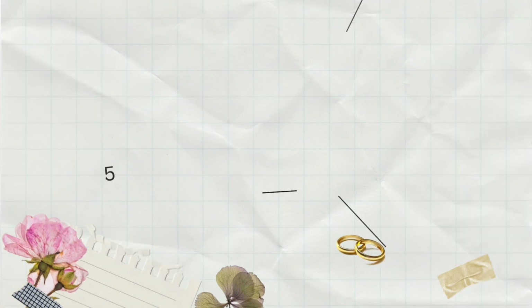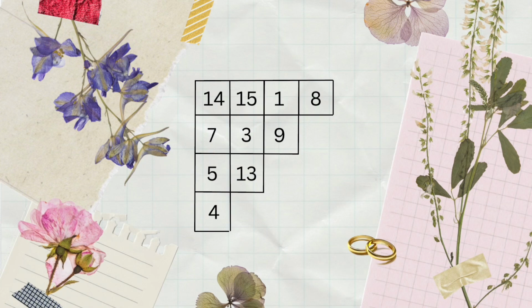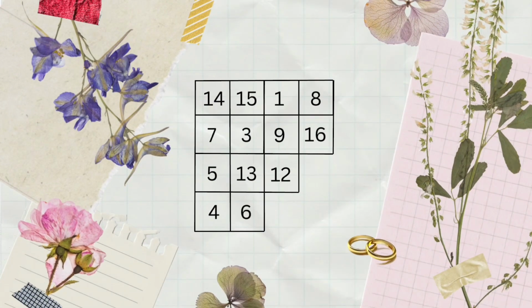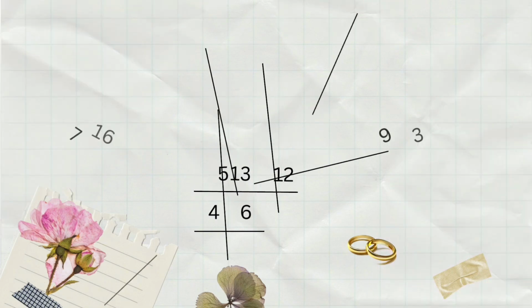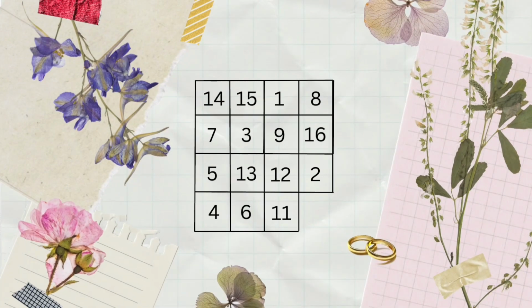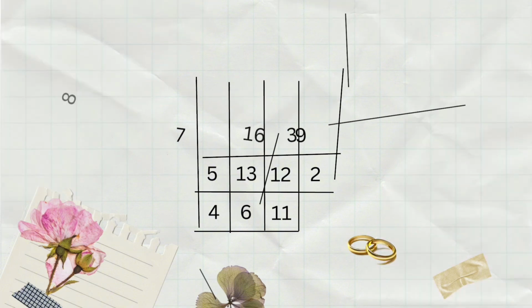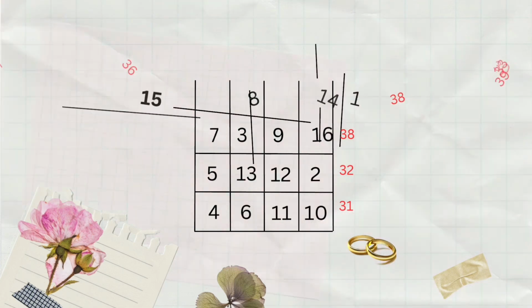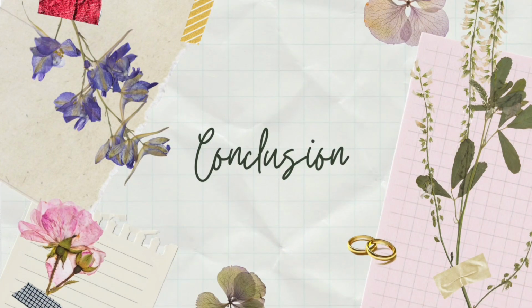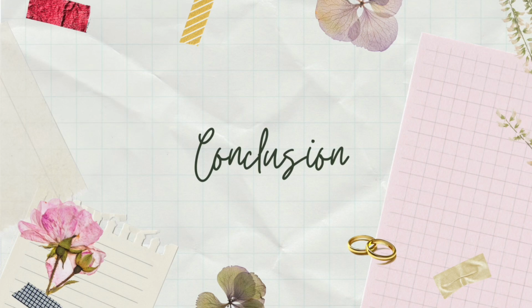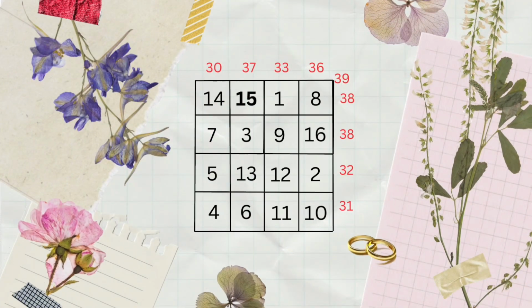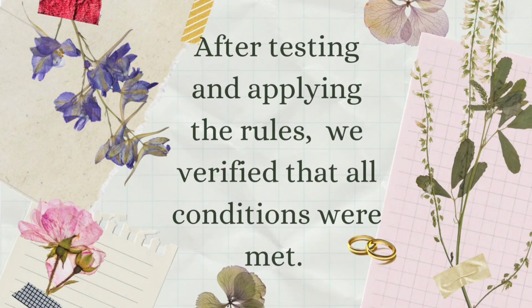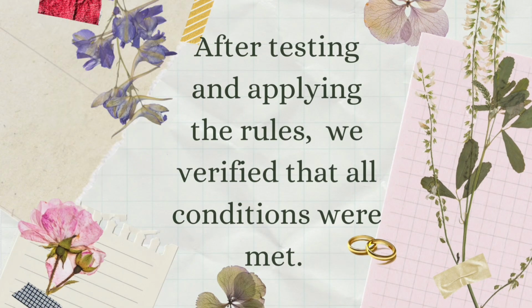After verifying with trial and error and applying the rules, ensuring that all sums remain within the expected range, we conclude that m is equal to 15. And that's how we solve this anti-magic square puzzle: by identifying missing numbers, setting rules, and logically testing placements. We successfully determined that m is equal to 15.